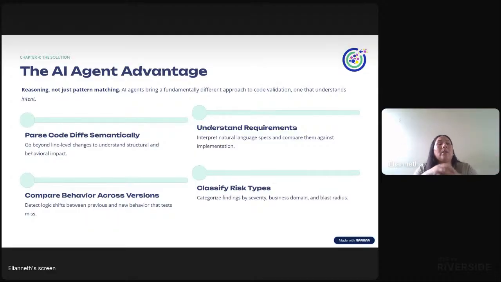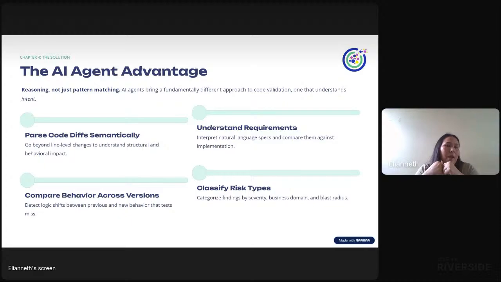Also, they can understand the requirements. Usually, we have the code in GitHub, and the requirements we might have in Jira or Notion or some kind of document. So basically, in the traditional process, these two things never met each other. With the AI agents, we can actually compile all this and share feedback on whether one thing is aligned to the other.